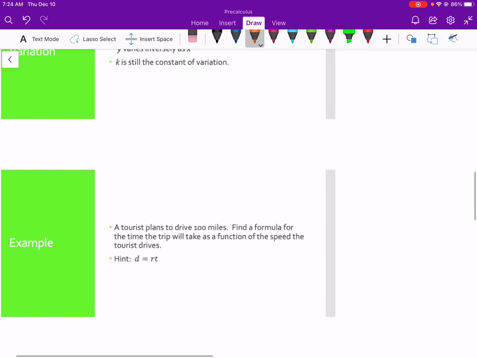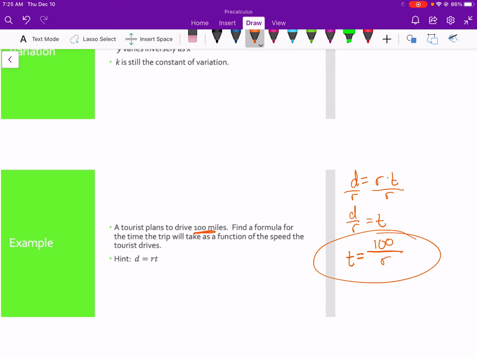So a tourist plans to drive 100 miles. Find a formula for the time the trip will take as a function of the speed the tourist drives. So we have the DIRT formula from physical science, distance equals rate times time. And we want to find a formula for time, so I'm going to divide by r. So d over r equals t. Great. But now we know that our distance is 100 miles, so time is going to equal 100 over our rate.